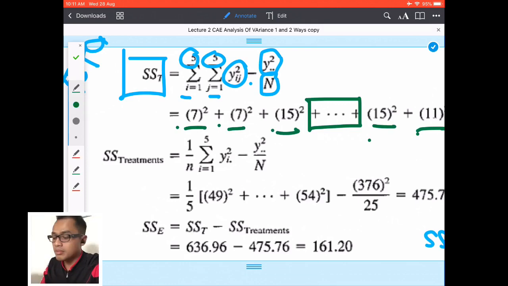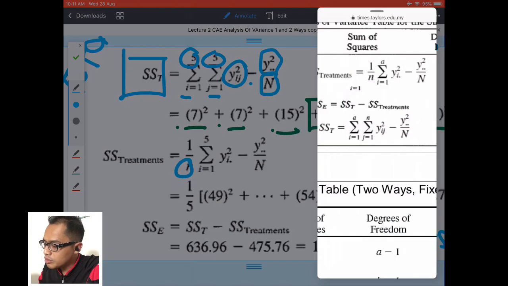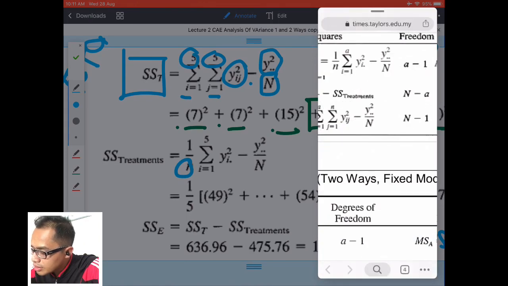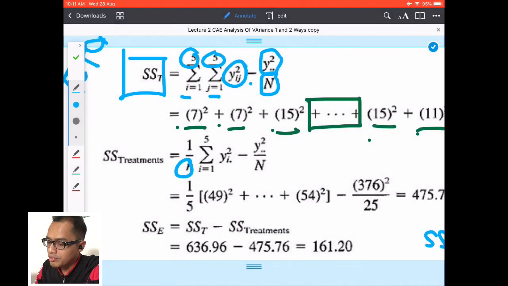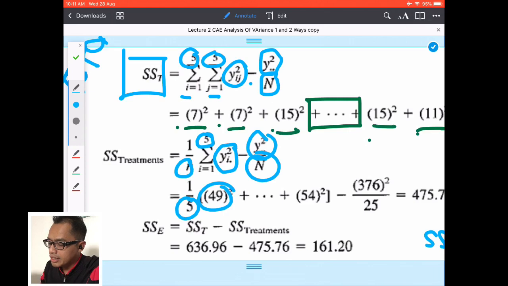Okay. SS treatment, that means between the levels. I don't know what you call treatment, but it's for between of levels. In blue ink, here N stands for number of repetition. Let's go back to the treatment. If you see there, the slide notes there, 1 over N from the first number to A, right? So that means you have 5 levels and just I dot. That means the summation of I dot, which are the one that you have sum all the rows there, minus the grand total squared, minus the whole summation squared. You have 1 over 5 and 49 and 54.